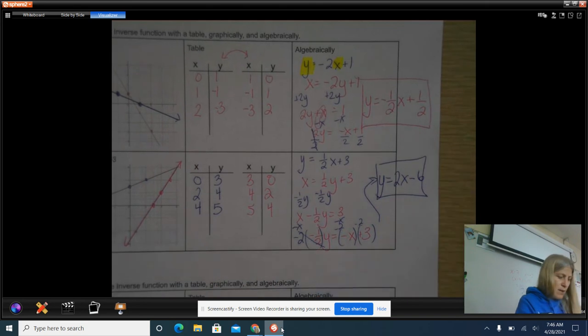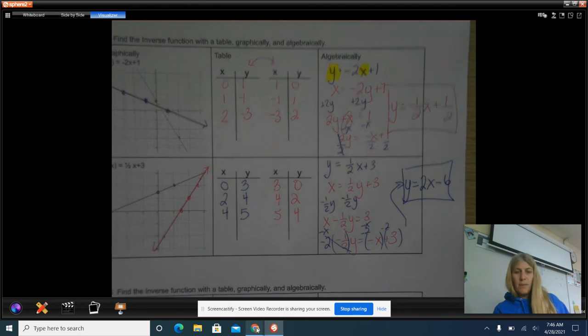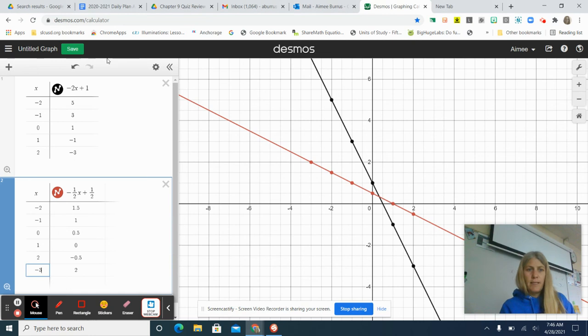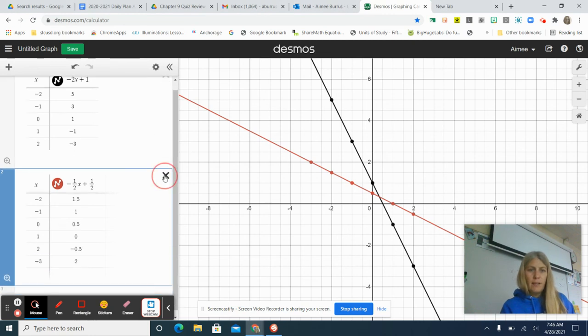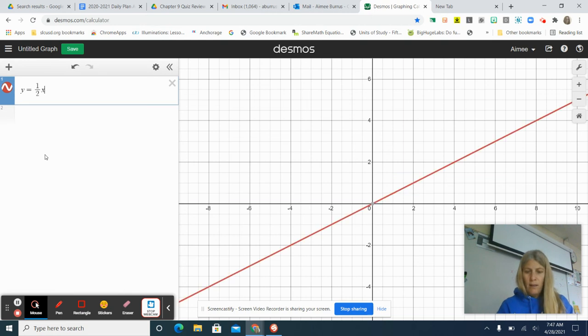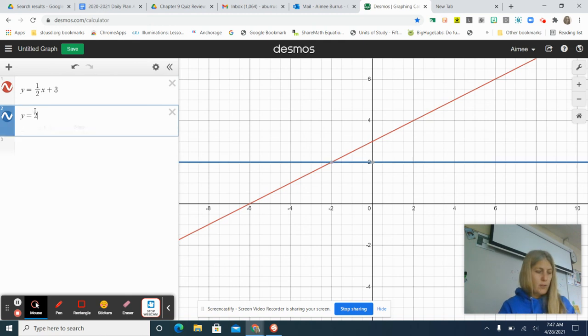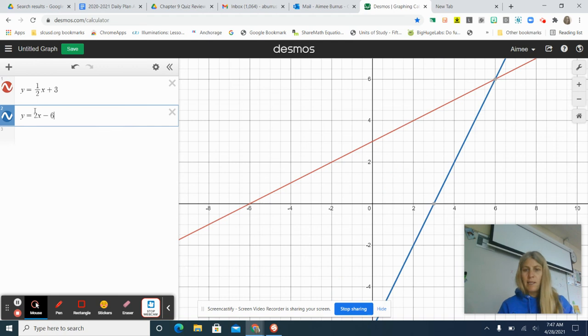And we're feeling pretty good about that because we can see from our line here that it does have a y-intercept of negative 6. Let's go ahead and check this last one on Desmos. Once again, our original equation that we looked at for this is y is equal to 1/2 x plus 3. And to find our inverse, we switched our x, y, and solved. So we have y is equal to 2x minus 6. And as you can see, that's what it looks like on our graph.